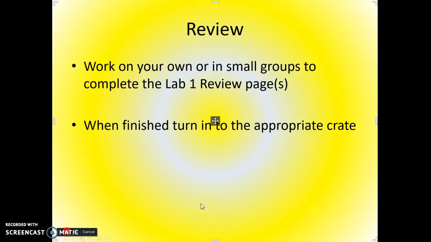From here, you're going to move on and complete the review section. Again, if you finish it in class, turn it into the appropriate crate if you've got the paper version. If you've got just the lab manual, hang on to the lab manual. We'll turn those in later. But if you didn't finish, then don't worry about it. We'll collect it all and turn it all in later.